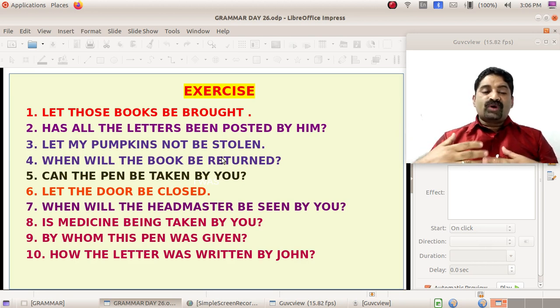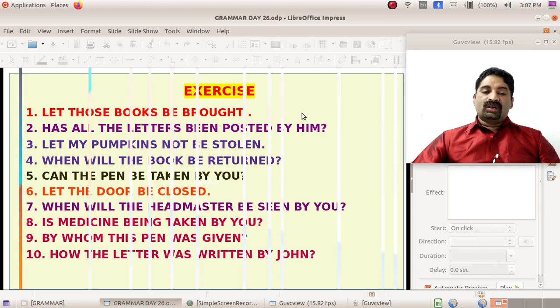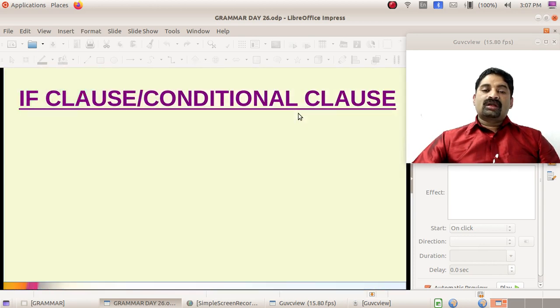Okay, now today I am going to deal with something different, okay, and it is very important in view of your SSLC examination, your final examinations, okay. That is what we call if clause or conditional clause. In the small classes, maybe 8th or 9th, you have already learned it, or you learn it in small classes. But I just thought of giving it to you again. Okay, let's go through that.